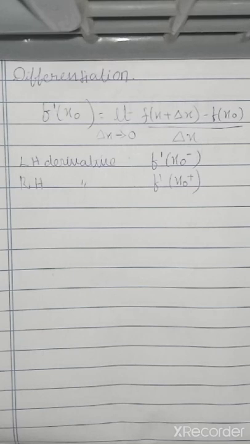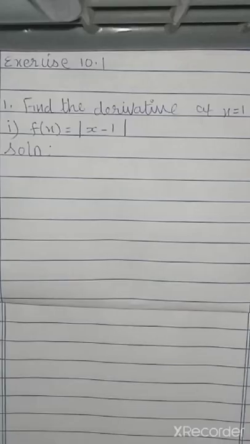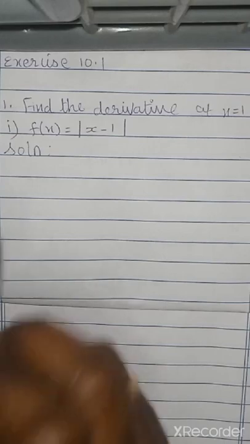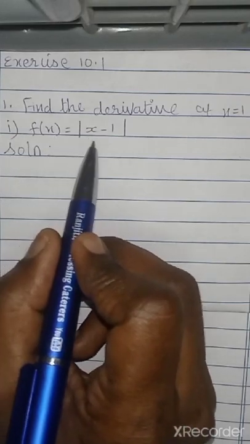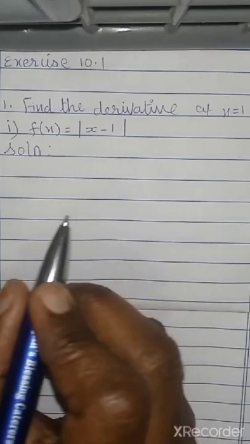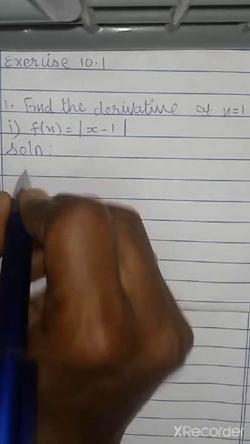Okay, so here we are going to check whether the given function is differentiable or not, like in the last exercise of the previous chapter. Now we can see the problems. Find the derivative from the left and from the right at x equal to 1. So here we are going to find out the derivative at x equal to 1. Okay, so what is the function given? f of x equals mod x minus 1 is given.